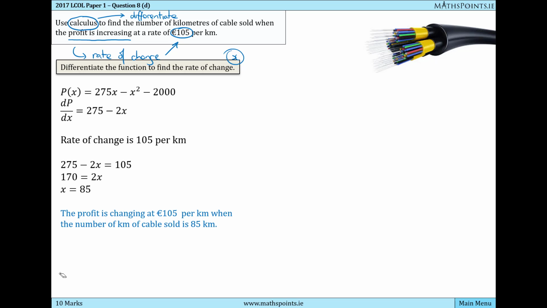So this final part of this question gives us 10 marks. So a question that involved obviously functions and graphs. We had calculus to look at the rate of change, and we also had to solve a quadratic equation during the question as well. So lots of great parts for revision there, not only in functions and graphs, but in differentiation and in algebra as well.